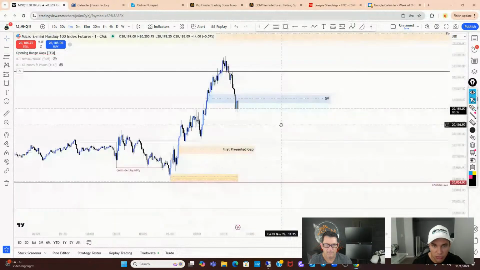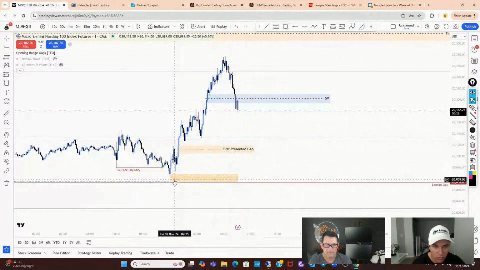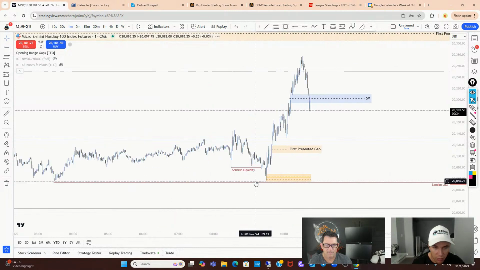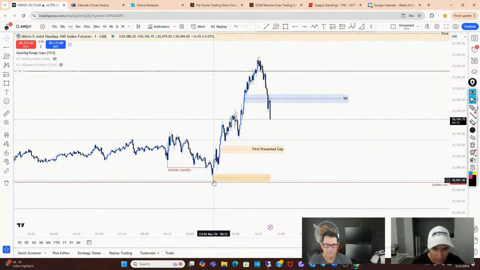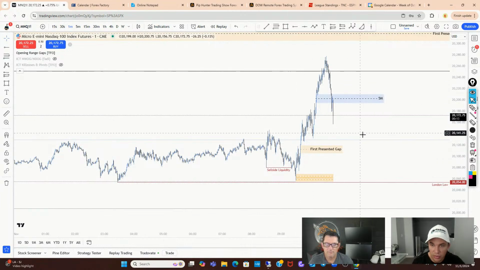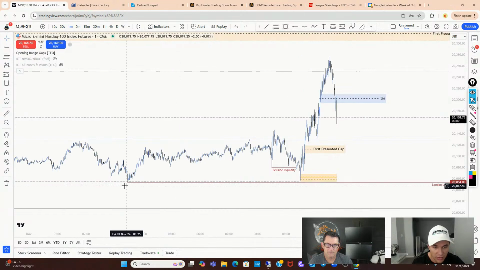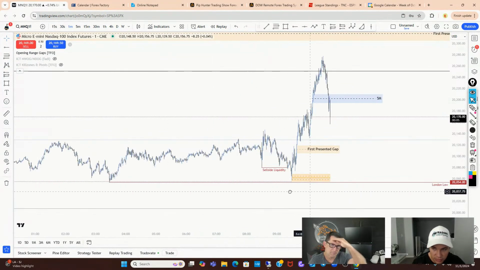That's why I'm very neutral in my bias. We also had this morning our first presented gap that was unfilled, with our opening range gap also unfilled. Okay. And what we have is London low. Price came back, created a higher low. So we could see a reversal. And that could be another possibility: if price delivers a reversal to the downside, this London low becomes a key area of sell side liquidity that I would be hunting.